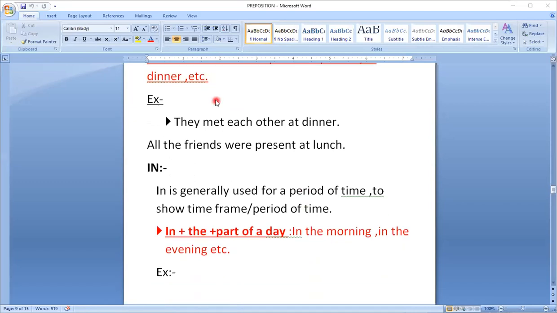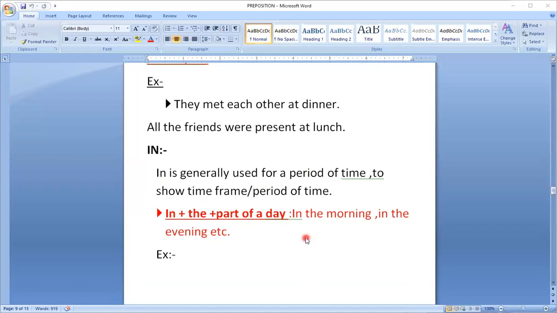Now let's start the in preposition. Here we use the in preposition for time. In is generally used for a period of time, to show the time frame. Where do we use the in preposition? When we talk about a period of time, when we want to show that time frame. So let's start: in plus part of a day. The parts of a day are in the evening, in the morning, right? So we use the in preposition.